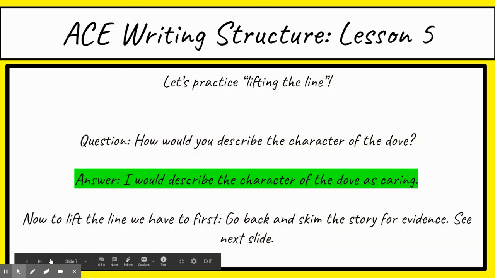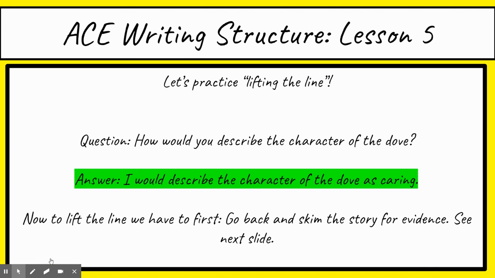So let's practice lifting the line now that you've read that story. Your question is, how would you describe the character of the dove? Remember, the first thing you have to do, of course, is answer the question. And don't forget to use some of your strategies that you learned for answering a question, like just pausing and thinking about what the question's really asking you, and using the flip it strategy to flip some of the words from your question into your answer. So I've answered the question as, I would describe the character of the dove as caring.